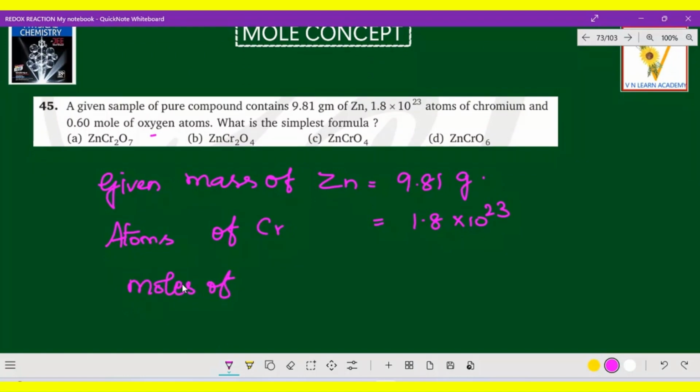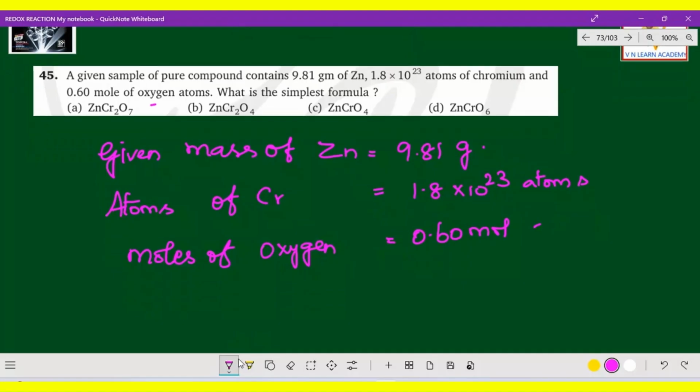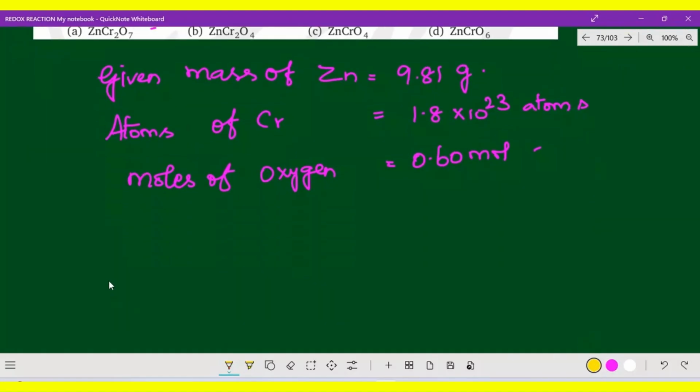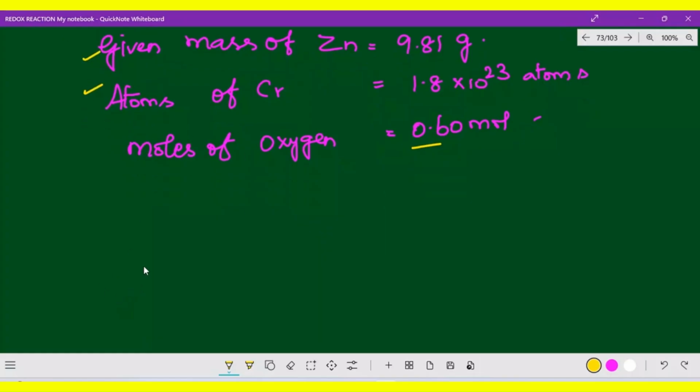Moles of oxygen. How much is it actually? 0.60 mole. So this is atoms and this is grams. Now, for that, how do we bring the simplest formula? This is very simple. Now let us find the moles. Already for this one we got the mole. Let us find the moles of these two so that it will be easy for us to identify the answer.